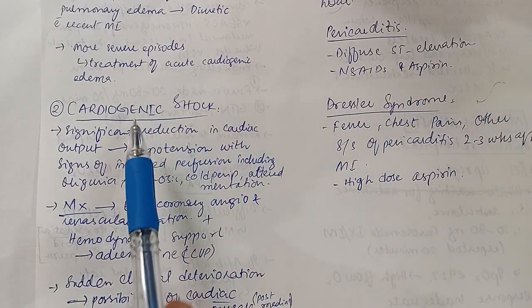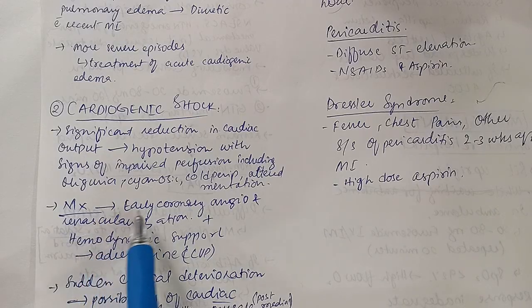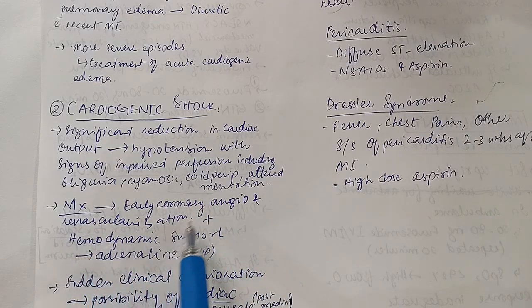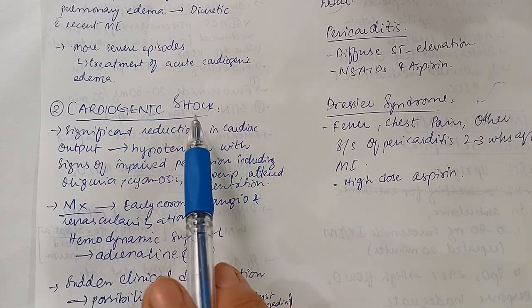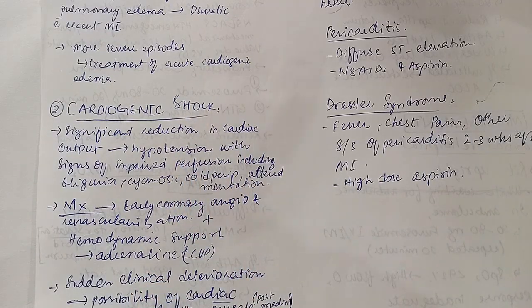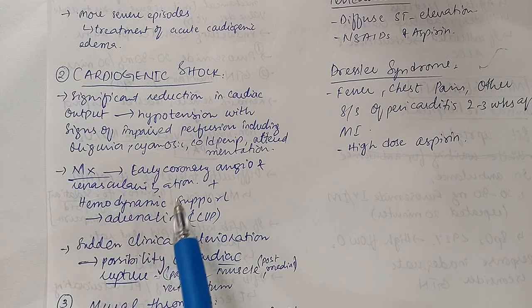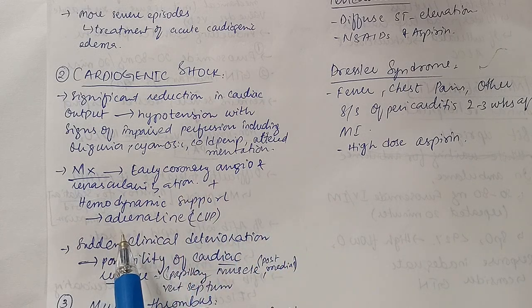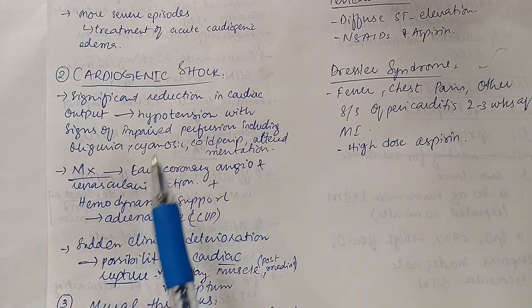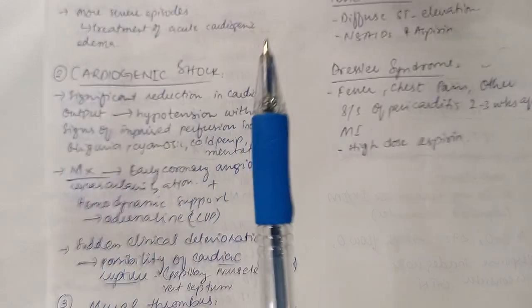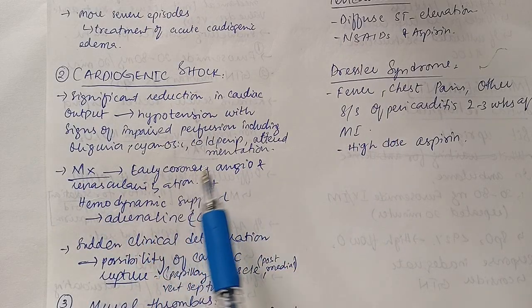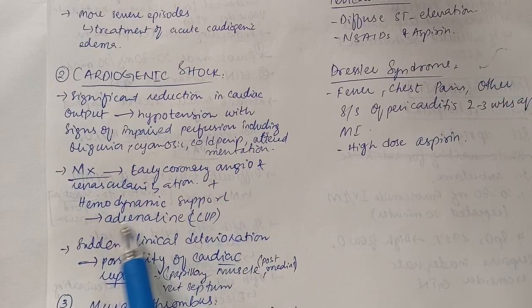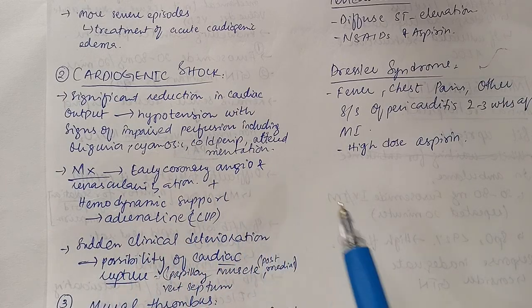So for management, early coronary angiography or revascularization is indicated in cases of cardiogenic shock secondary to myocardial infarction. Hemodynamic support is also given, that is adrenaline through a central venous line. So the management of cardiogenic shock secondary to MI is early coronary angiography and revascularization plus hemodynamic stability and support.